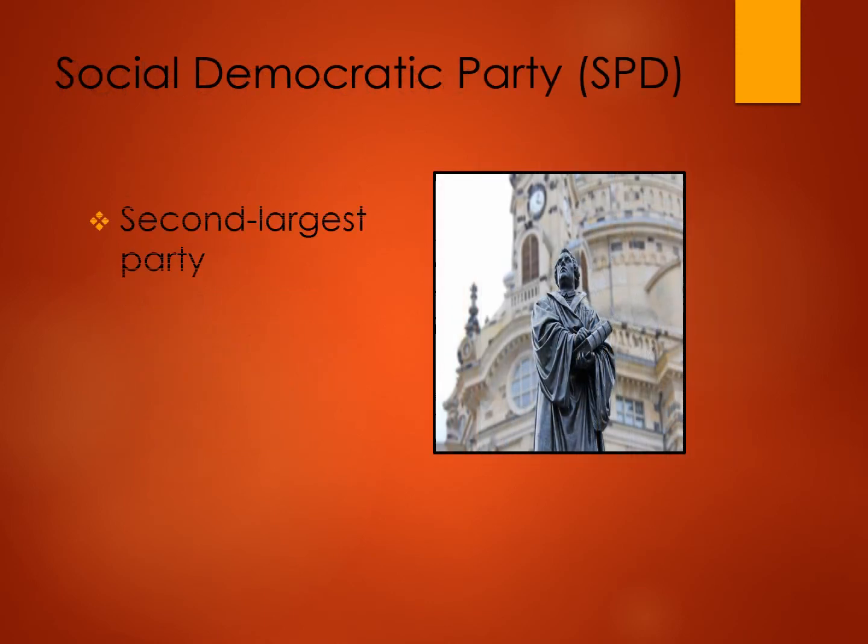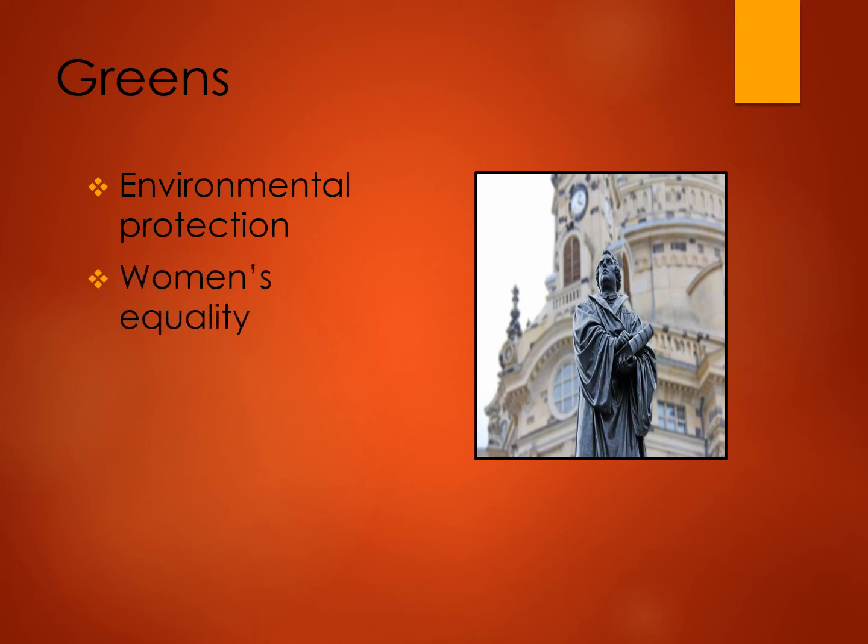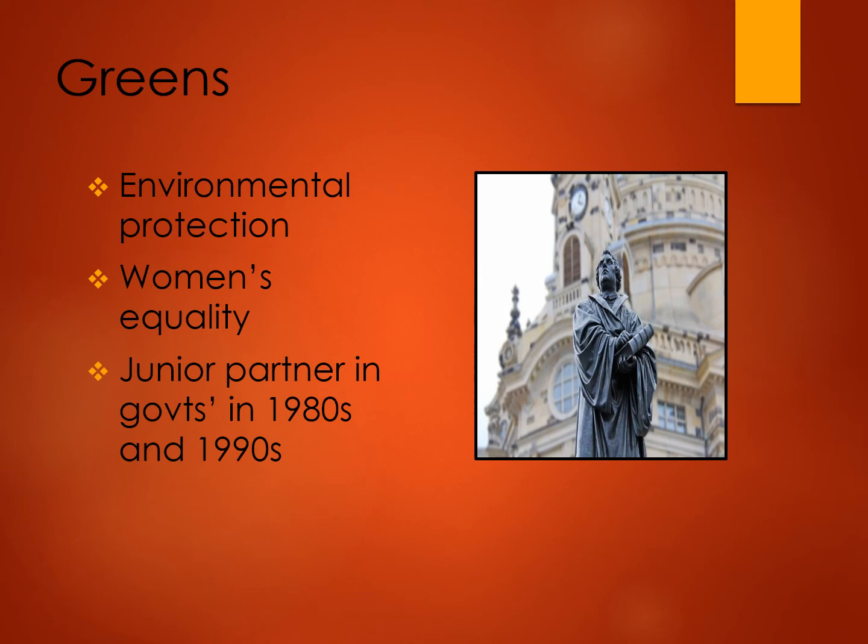The Social Democratic Party of Germany is its second largest party, and it stands for social justice and workers' rights. The Greens, as you might expect, stand for environmental protection and women's equality, and they were the junior partner in governments in the 1980s and 1990s.